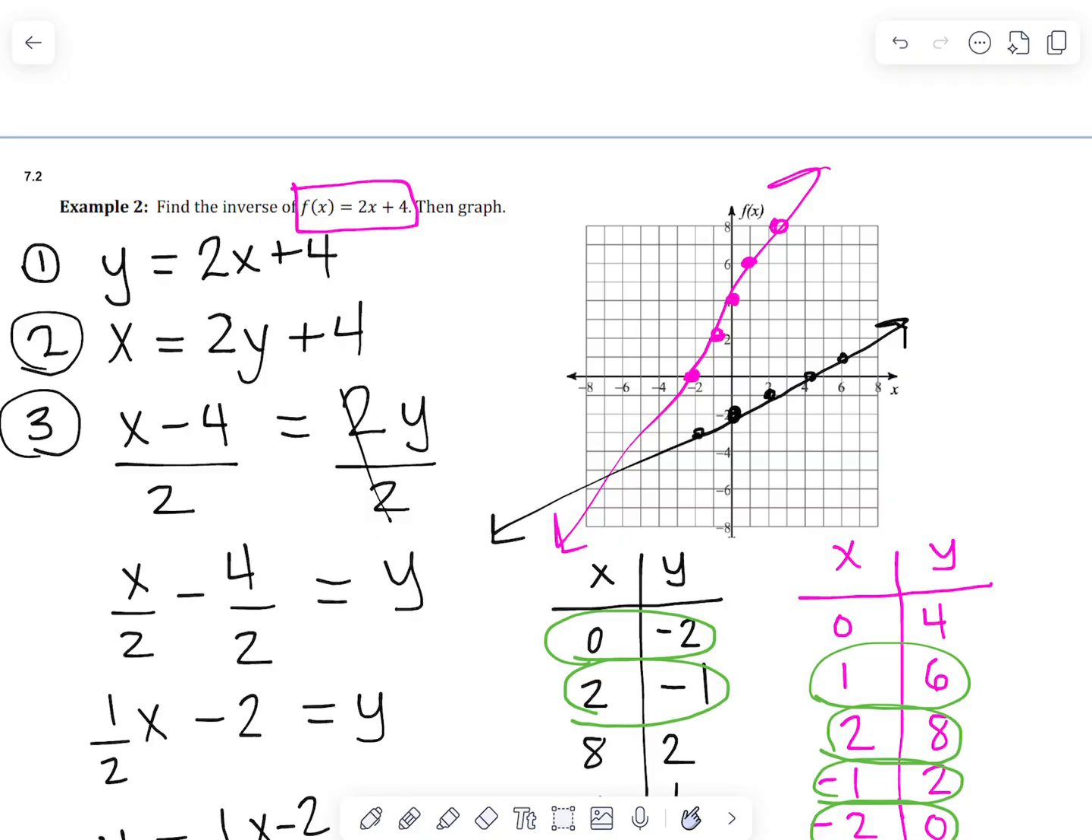Now I did not create the reflection line yet. So remember that reflection line is at y equals x. So it has a y-intercept of 0 and a slope of 1.